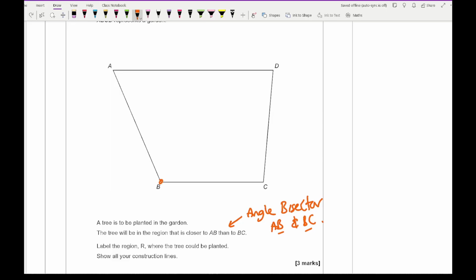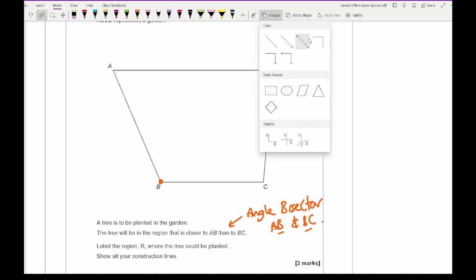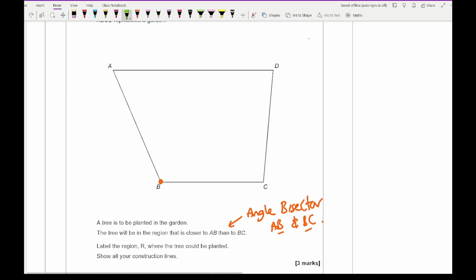So you're going to put your compass at B, and then draw an arc. So putting your pen, you're going to draw an arc at B, and you should end up with something that looks like this. And what you want to do is just show where it intercepts AB and BC.